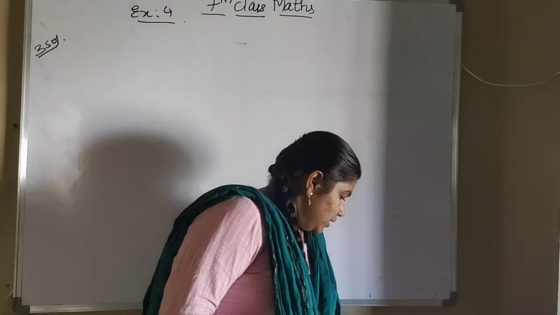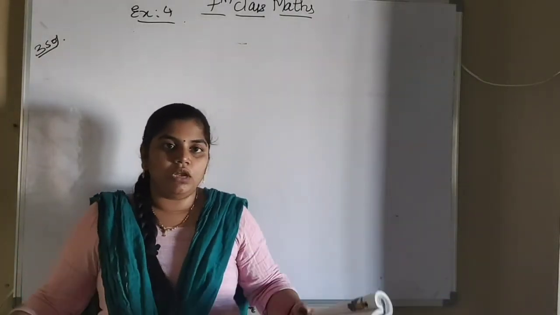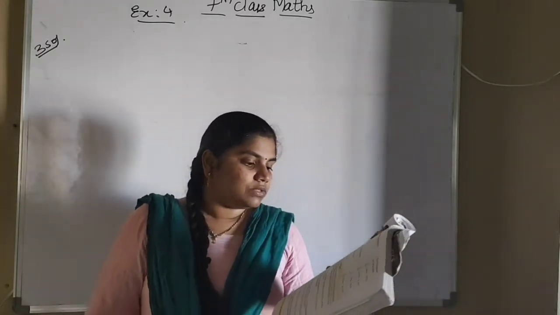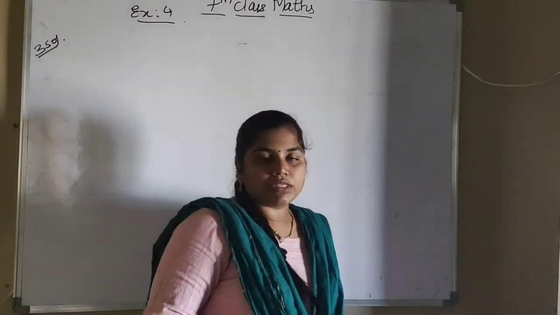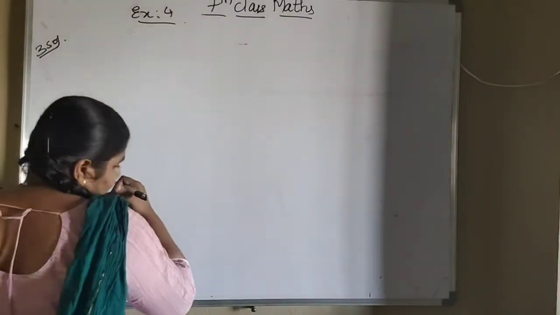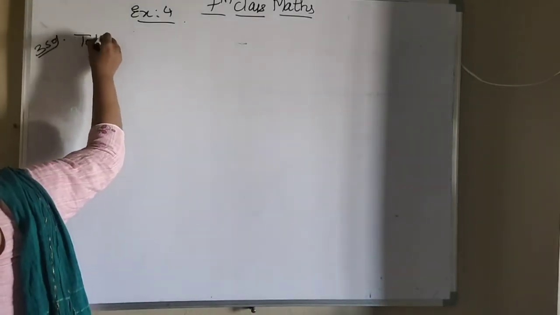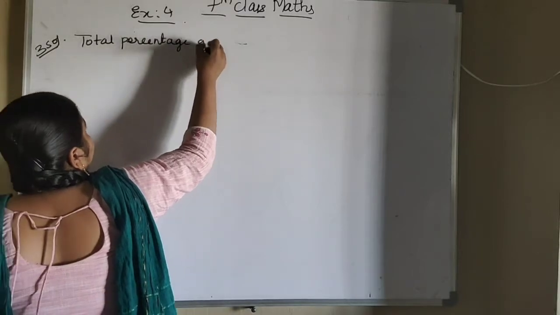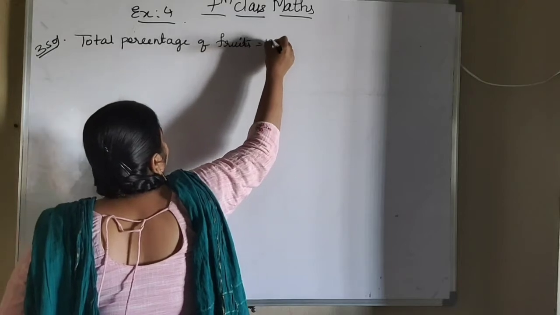Solution. What is that? Sri Jyoti has a basket full of bananas, oranges and mangoes. So full is nothing but 100%. If 50% are bananas, 15% are oranges, what percentage are mangoes? So what is the percentage of mangoes we have to find? So total full of fruits. Total percentage of fruits is equal to how much?